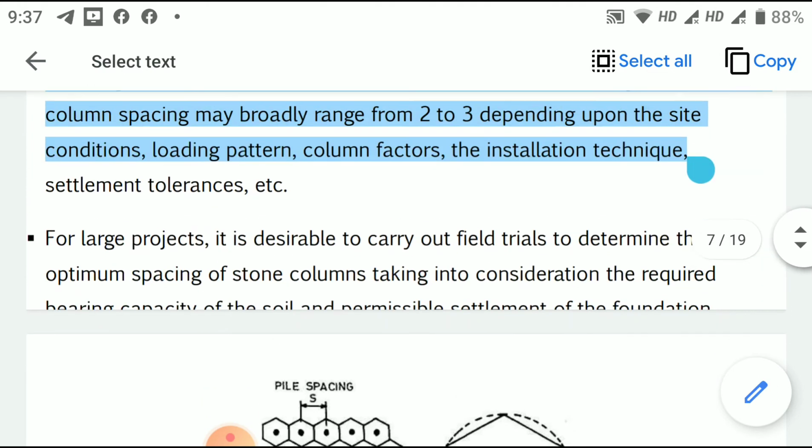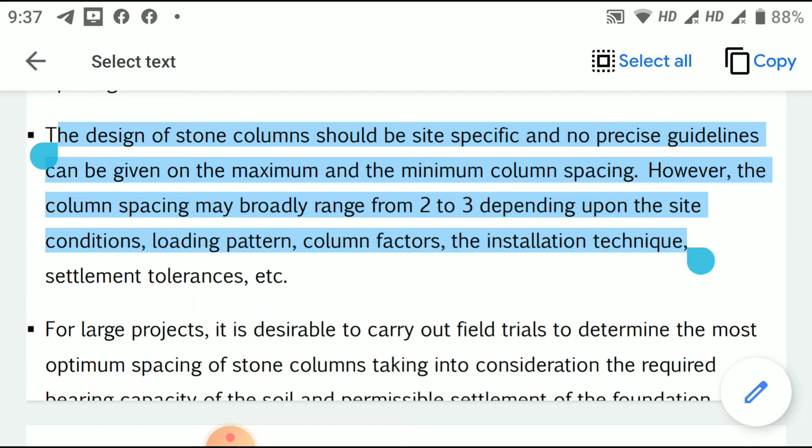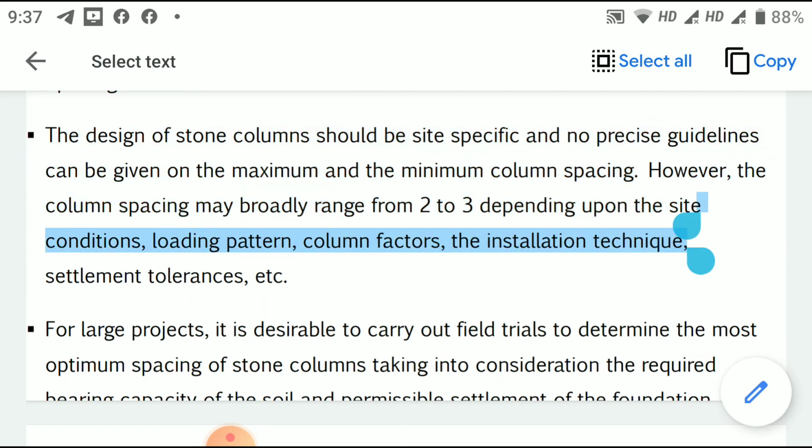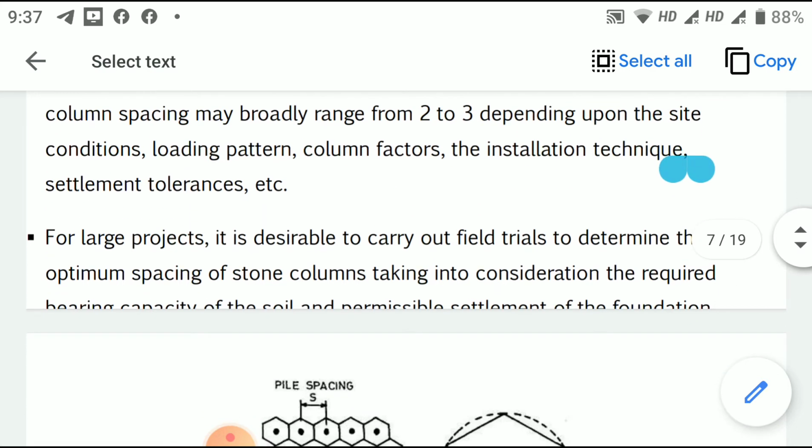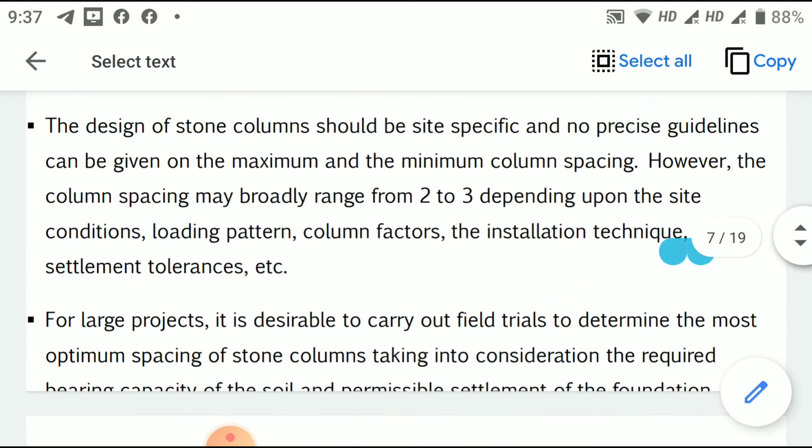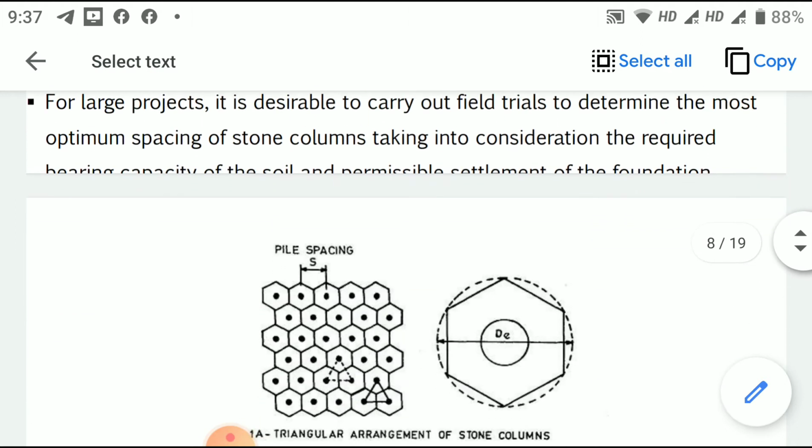For a large type of project, it is desirable to carry out a field trial to determine the most optimum spacing of stone column, taking into consideration the required bearing capacity of the soil and permissible settlements of the foundations.